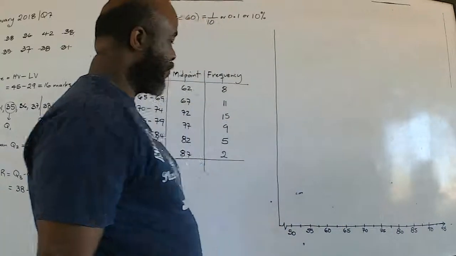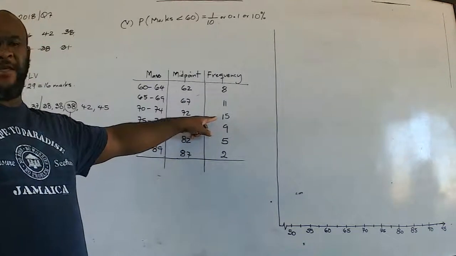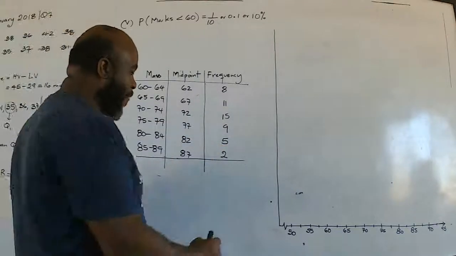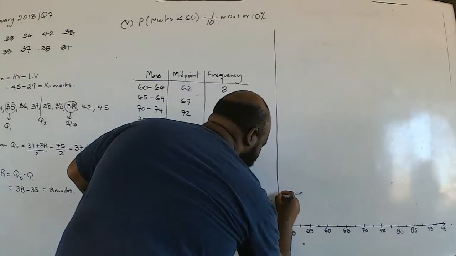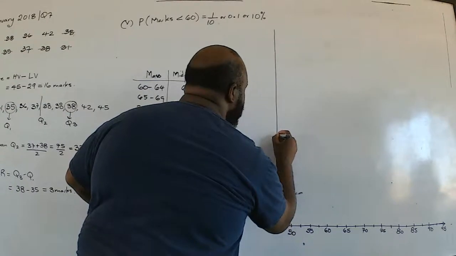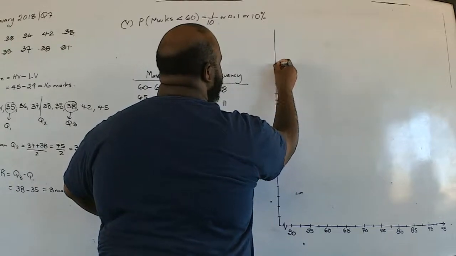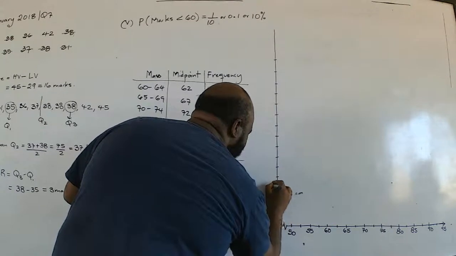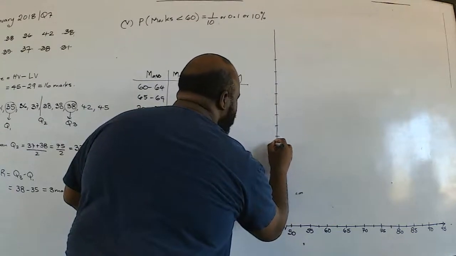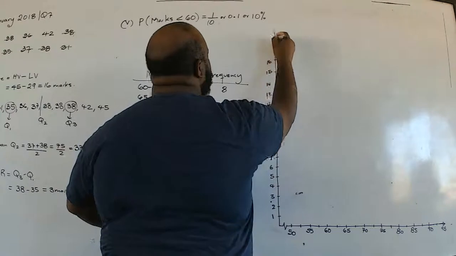That's 95. Now, the scale on the vertical axis is 1 centimeter to 1. So that needs to go up as high as 15, because the highest frequency we have is 15. So you know it's going to go fairly high. 1, 2, 3, 4, 5, 6, 7, 8, 9, 10, 11, 12, 13, 14, 15, 16.